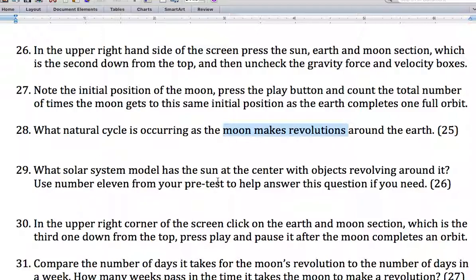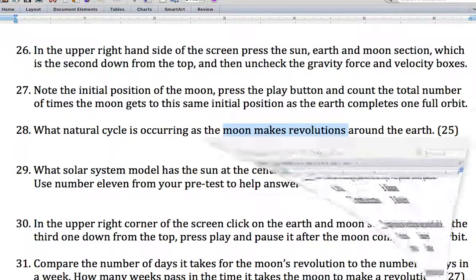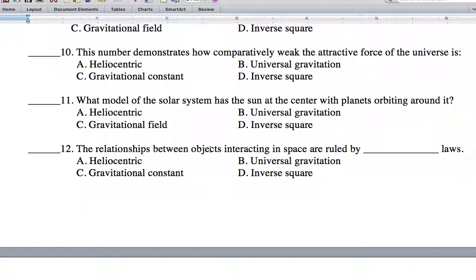Okay, so what solar system model has the sun at the center with objects revolving around it? Let's use number, was it 11? Yeah. So the model of the solar system with the sun at the center is heliocentric. Helio means sun, centric means centered, so the sun-centered model of the solar system.